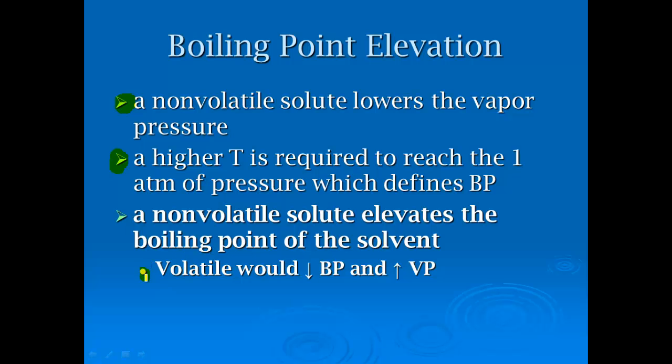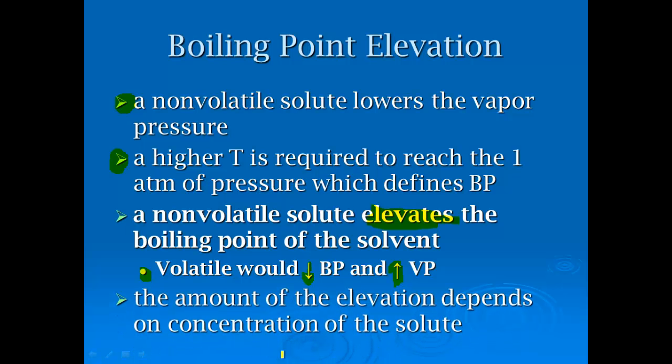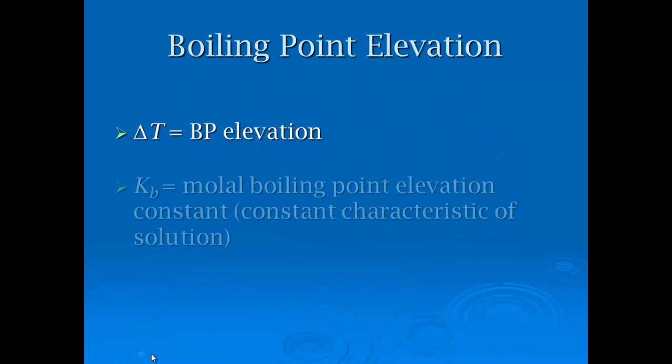So the volatile would do the opposite. A non-volatile solute will elevate the boiling point. A volatile solute will do the opposite. It will lower the boiling point and raise the vapor pressure. The amount of elevation depends on the concentration of the solute. Again, how many particles are there?